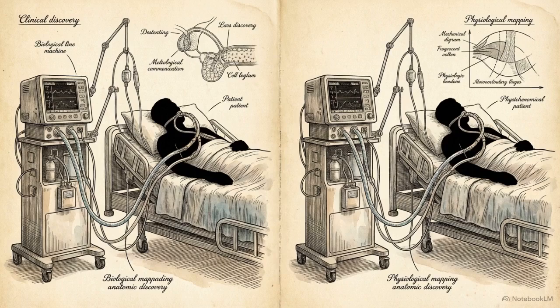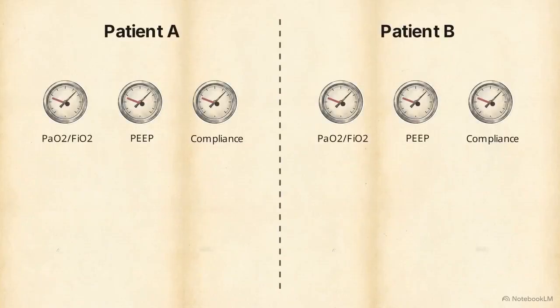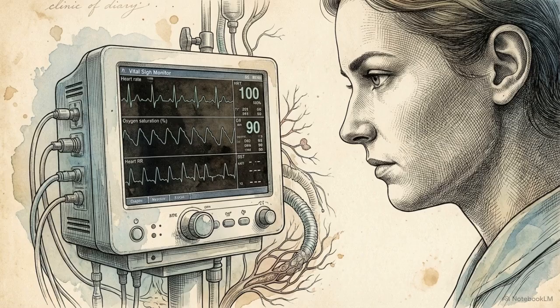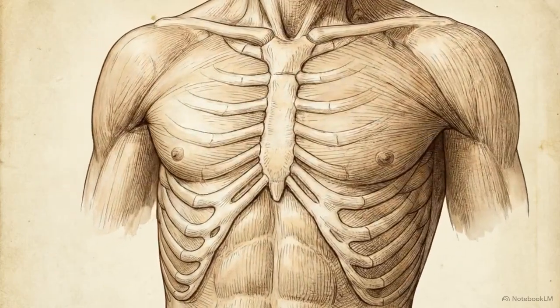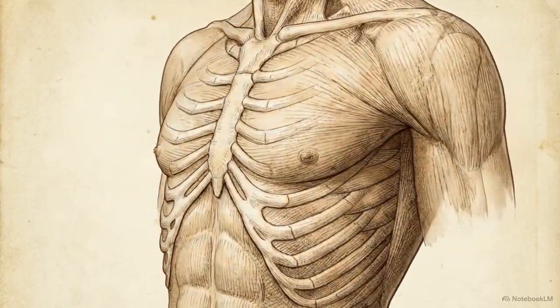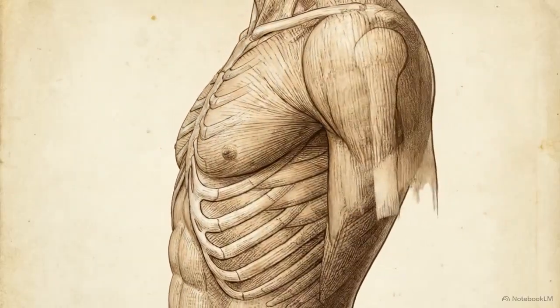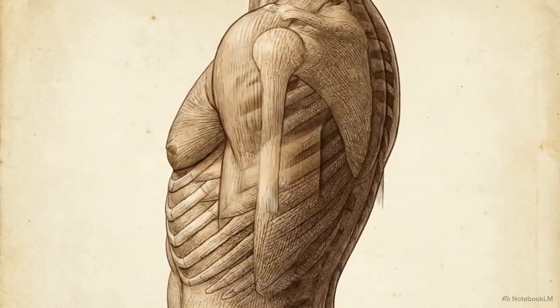Consider two patients in the intensive care unit meeting the exact same diagnostic criteria for acute respiratory distress syndrome. Both present with a PaO2 to FiO2 ratio of 120, a PEEP of 10, and a static compliance of exactly 30. Standard bedside metrics suggest these patients have identical injury severity, but these global numbers provide no insight into the spatial arrangement of that damage, leaving the clinician blind to the actual mechanics of the lung.